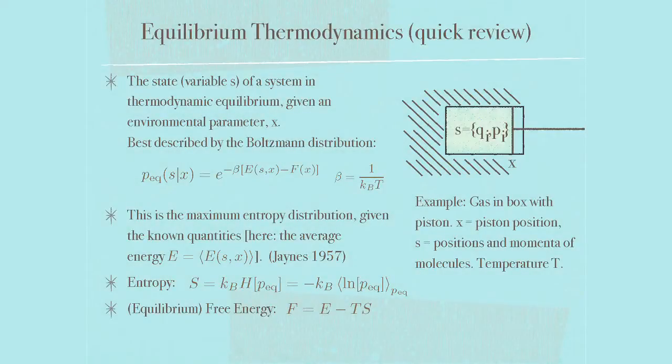So I want to just give a quick reminder of equilibrium thermodynamics, because, you know, why not? It's fun. So let's say you have some gas in a piston, and this is assumed to be in equilibrium, so it's sitting in a heat bath. Then you can describe this by the Boltzmann distribution, which according to Jaynes is of course a maximum entropy distribution given the measurements you have. So here in this case it would be the average energy.